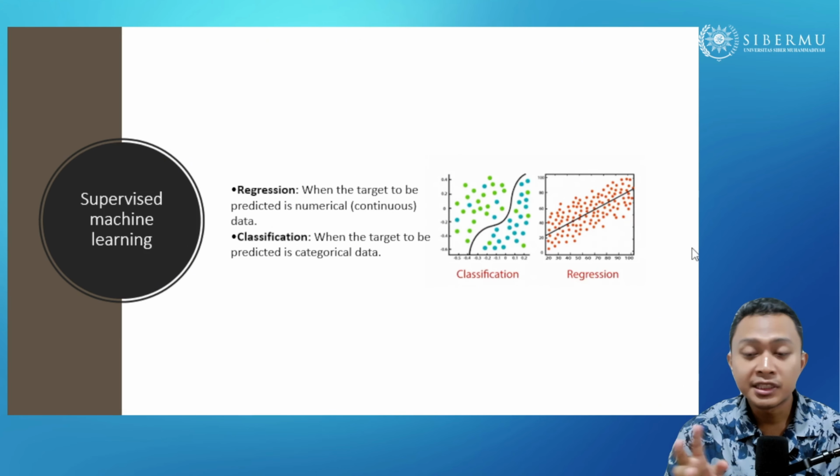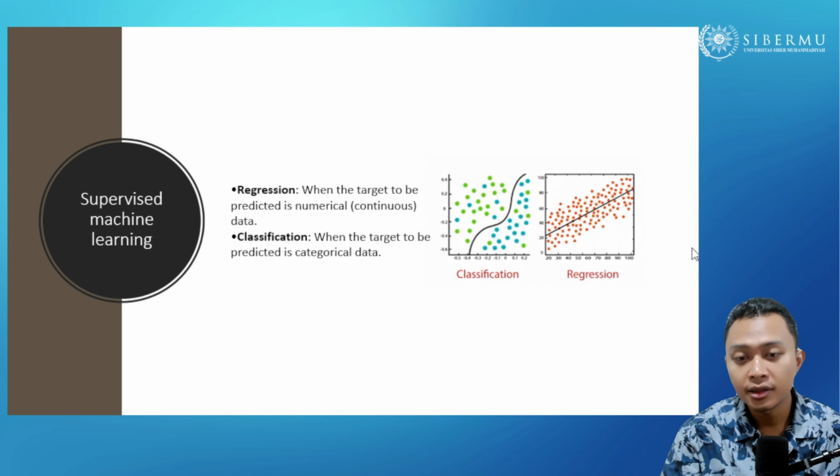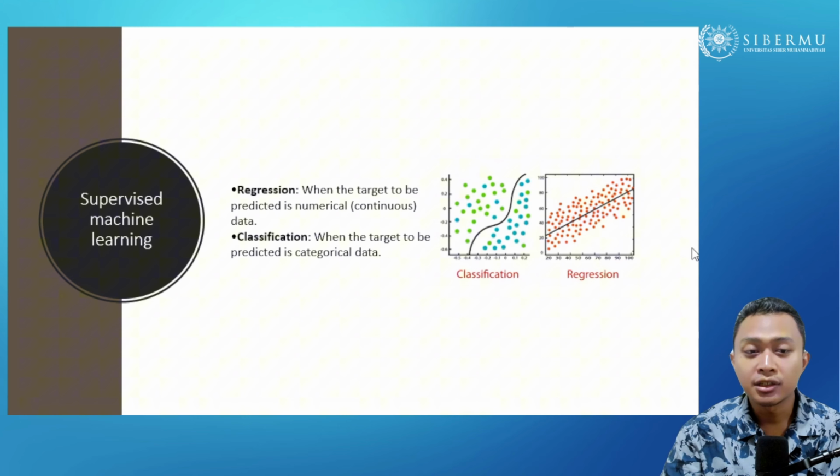Supervised machine learning regression is for numbers, like predicting price, and classification is for categories, like yes or no, male or female. Which one do you think is easier?